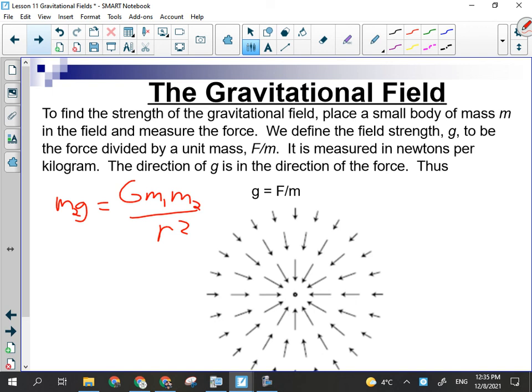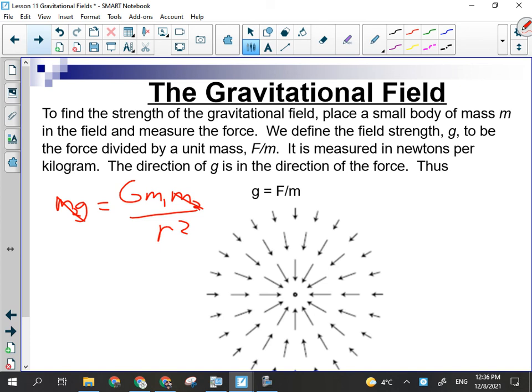Now, what's going to happen to the smaller mass? Is that important? Because we learned that all things fall at the same rate, regardless of their mass. So any body, regardless of its mass, caught in the field at a certain point would have the same g. Is that ringing a bell for everybody?